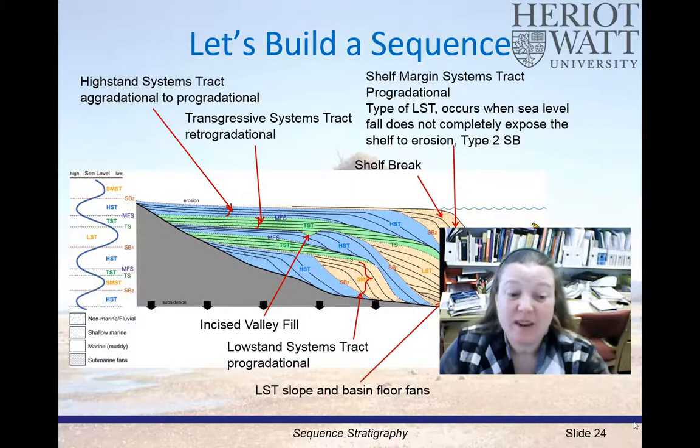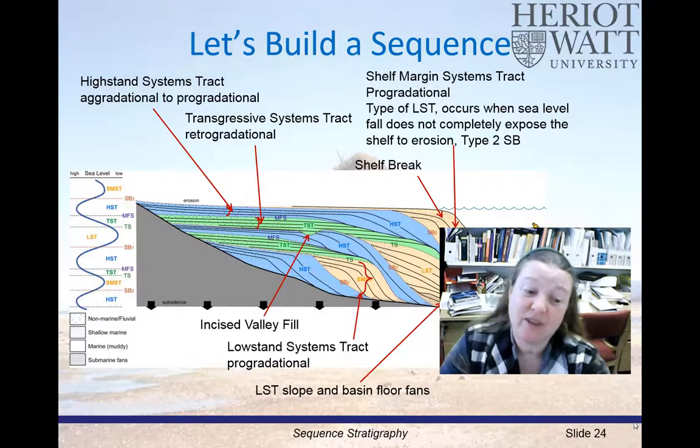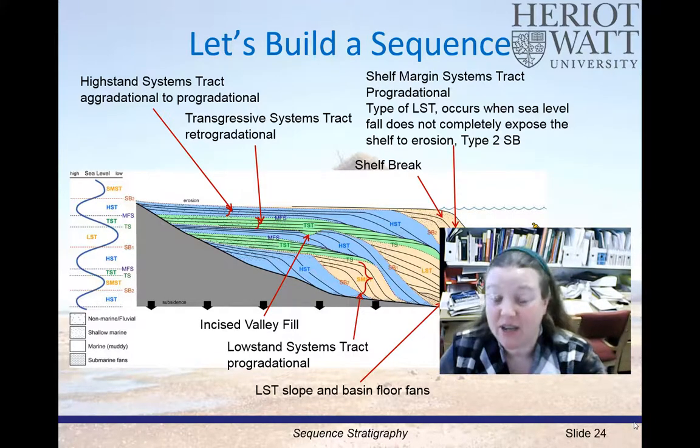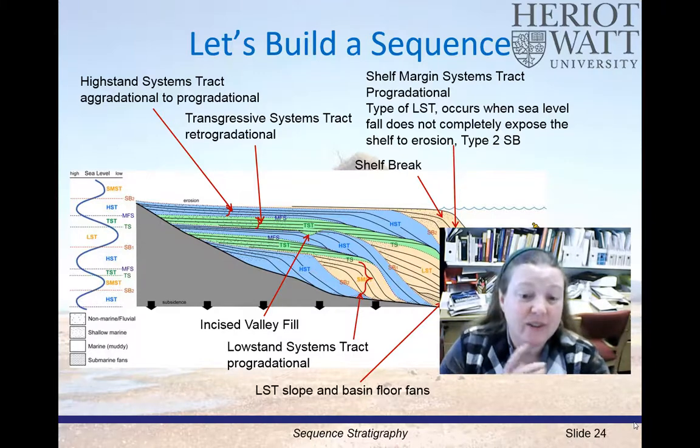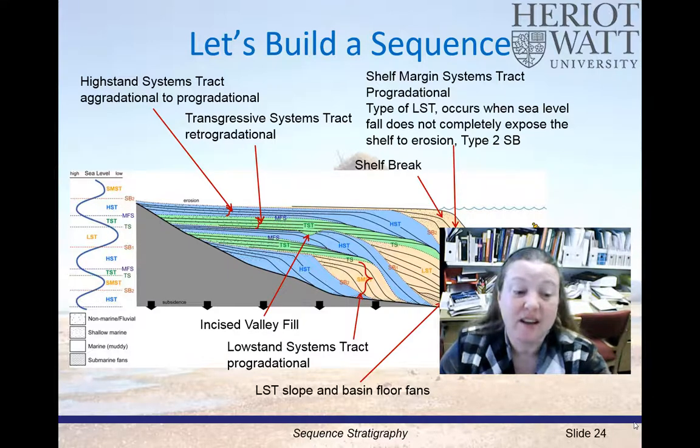We can continue to develop further systems tracts, but we can now summarise what we should be seeing. High stands tend to be aggradational to progradational, while transgressive systems tracts are retrogradational, and low stands are again aggradational to progradational. Look for incisions, top lap relationships indicating lack of accommodation space, which is very common in shelf margin systems tracts, and the pattern of shifting downlap and onlap relationships.